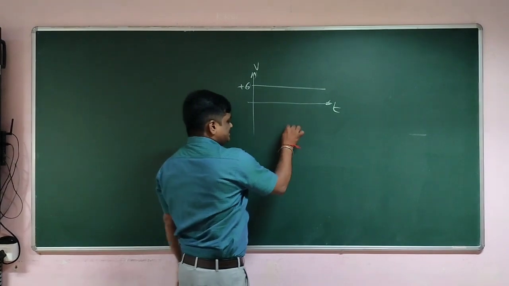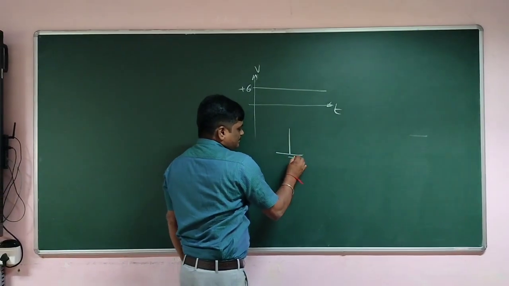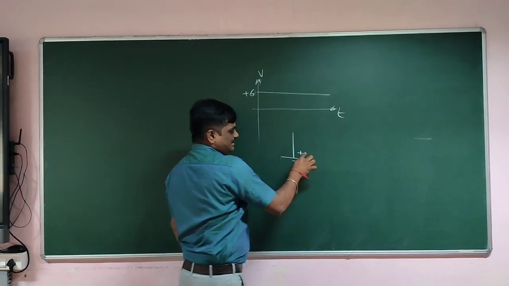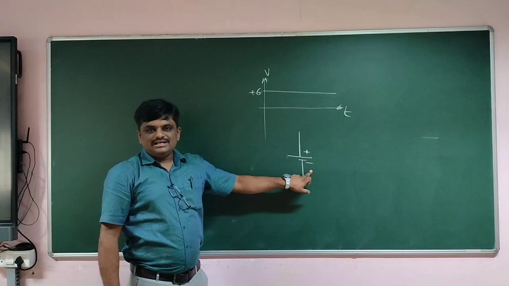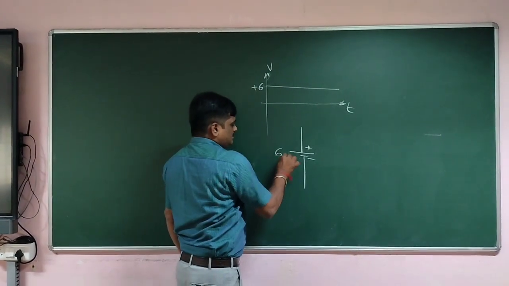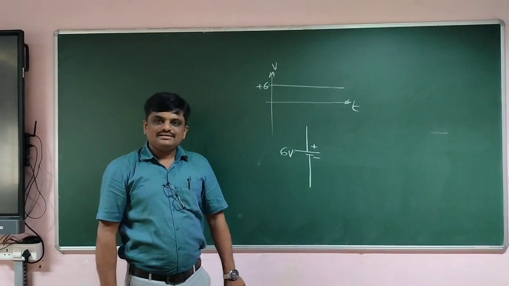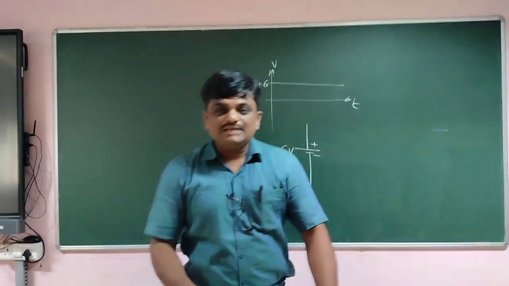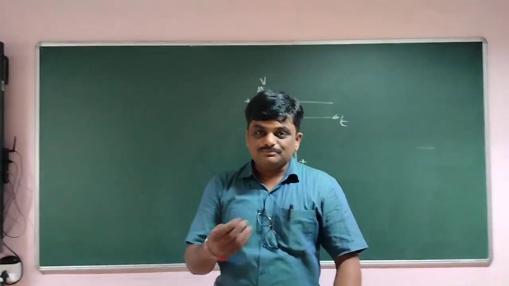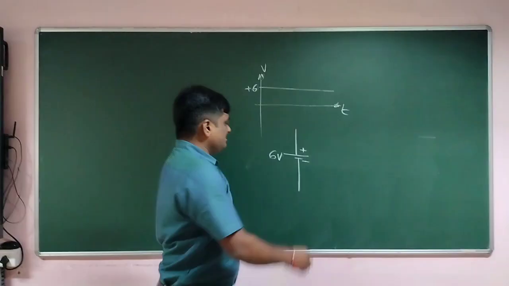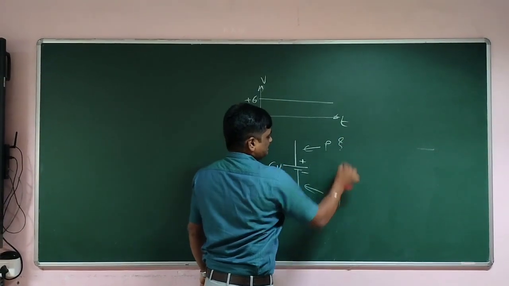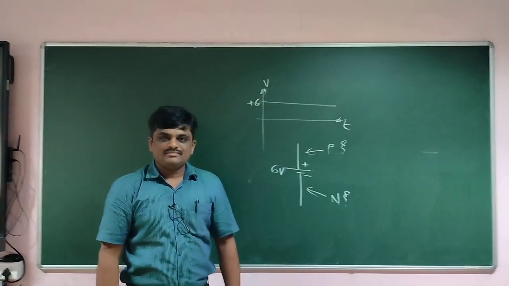If you see the symbol of DC, there are two parallel lines, one of bigger length, the second of smaller length. The bigger length terminal is positive and the smaller length terminal is negative. Now let us consider it is a 6 volt battery, a 6 volt supply. My question is, can you tell me what is the potential at the positive terminal of this battery and what is the potential at the negative terminal? That is my question, if it is a 6 volt battery.